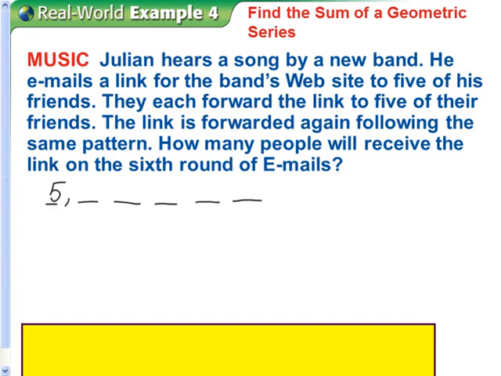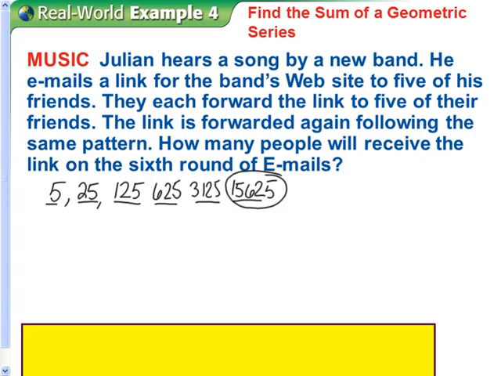Okay, so each of those is going to send it to 5 more people. So that's 25. And then each of those is going to send it to 5 more. Times 5 again. And then times 5 again. Times 5 again. And times 5 again. So that was how many people are going to receive it on the 6th round.